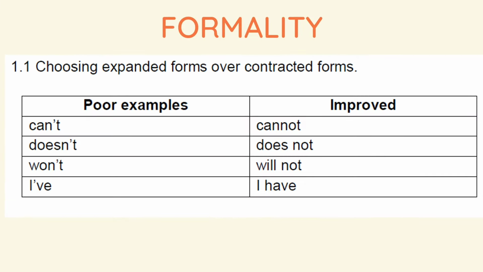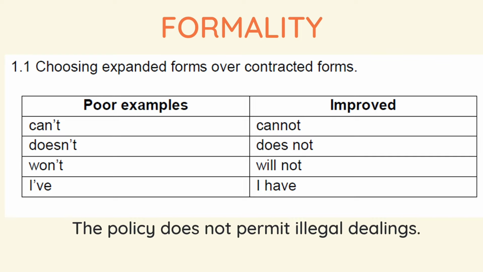For the first characteristic of formality, let's study the table below. The poor examples: can't, doesn't, won't, and I've. The improved version: cannot, does not, will not, and I have. For example, the policy does not permit illegal dealings.